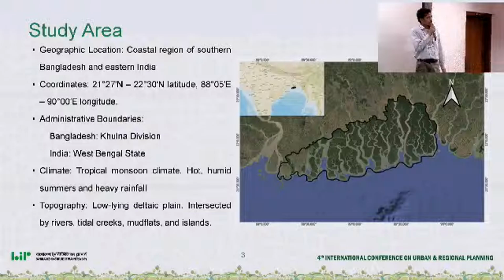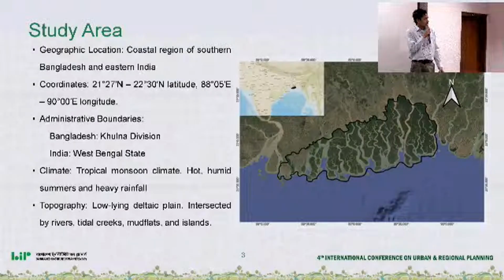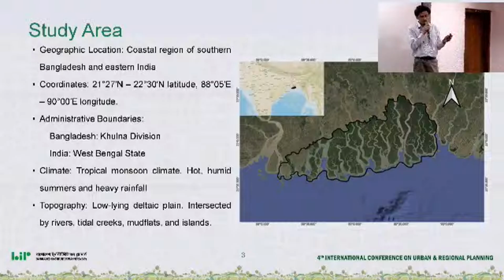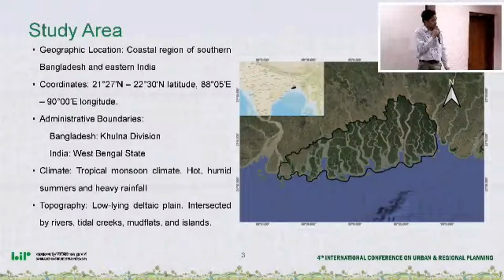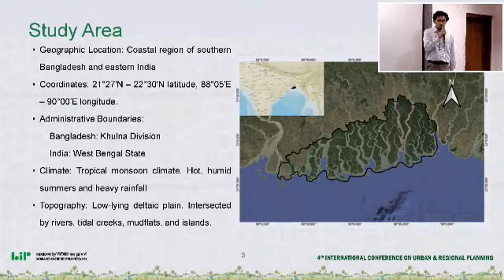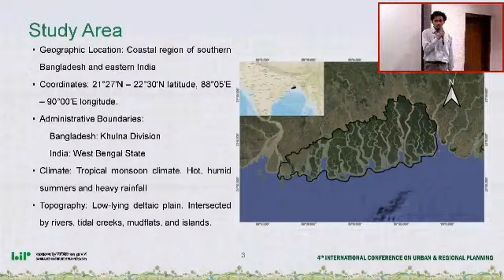Our study area's geographic location spans from the coastal region of southern Bangladesh and eastern India. It spans from 21 degree 27 minute north to 22.5 degree north latitude and 88 degree east to 90 degree longitude. Sundarban has a tropical monsoon climate with hot and humid summer with heavy rainfall.